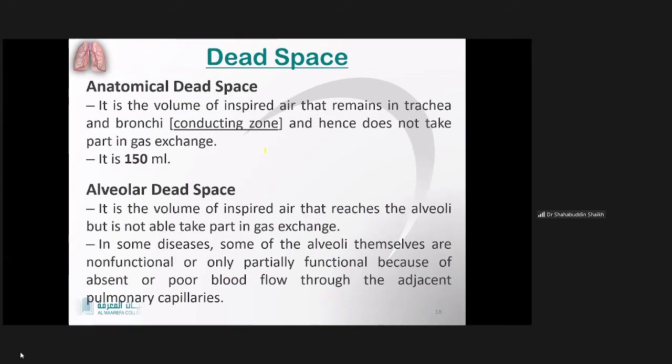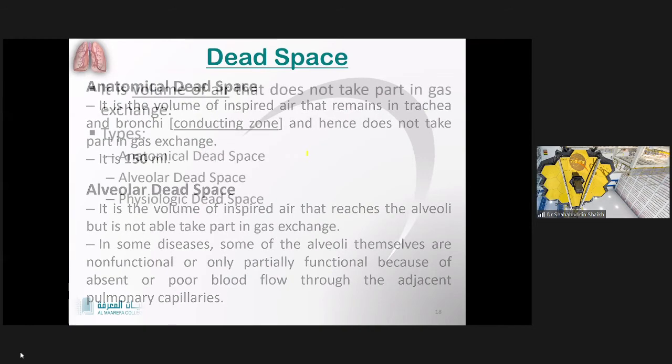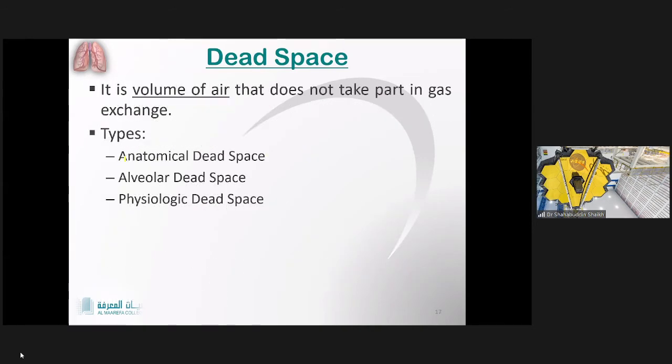Okay, now we come to the next concept, that is dead space. What is dead space? So somebody tell me, what is anatomical dead space? Definition.